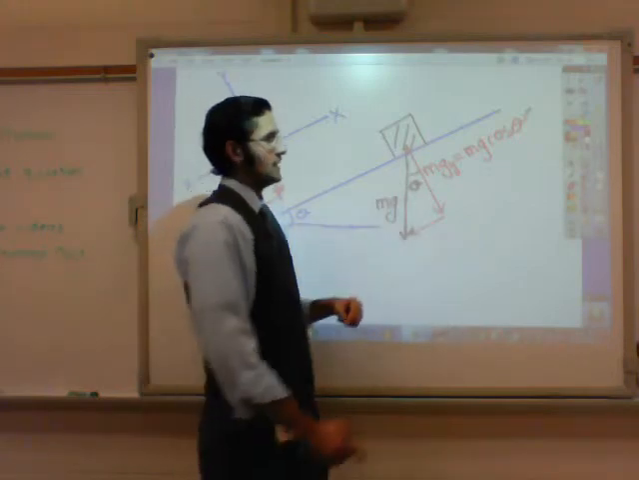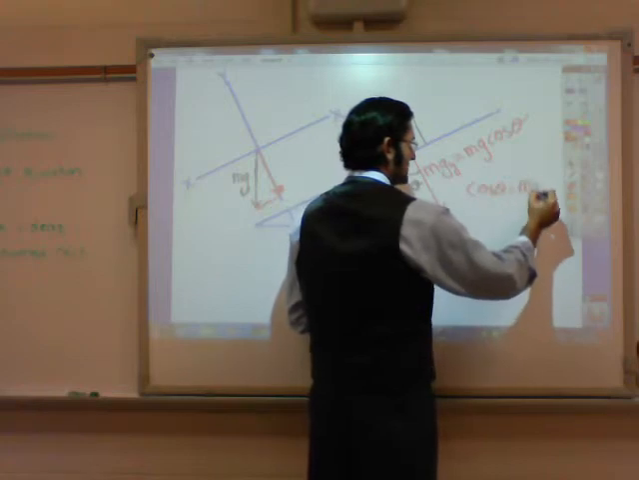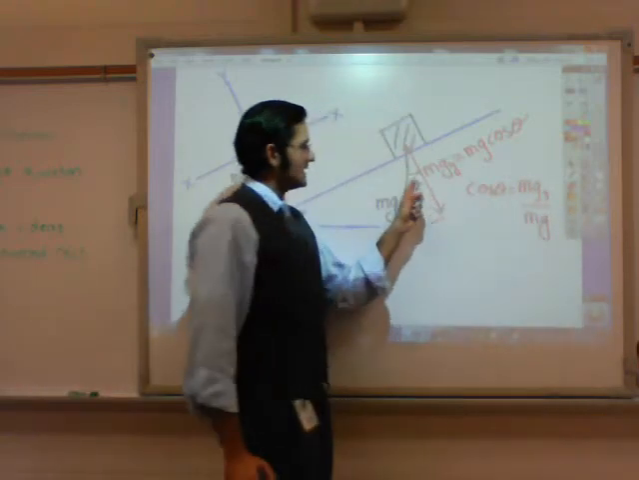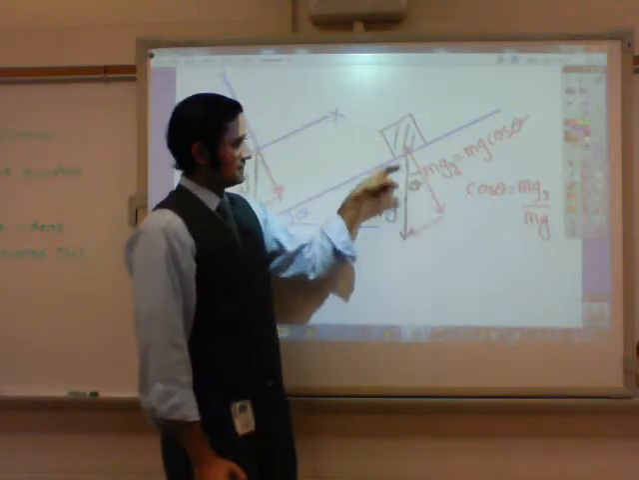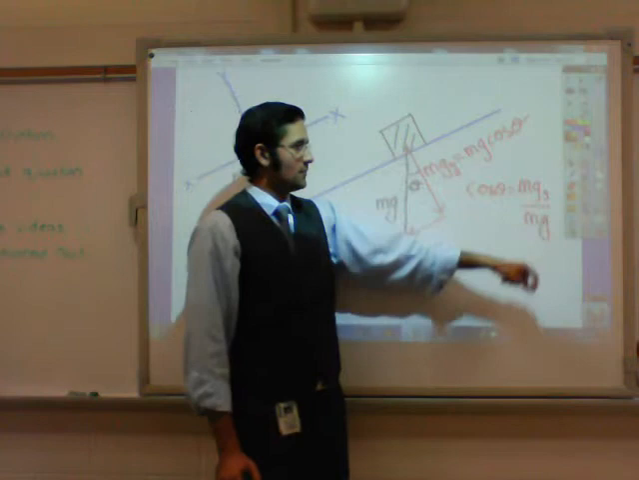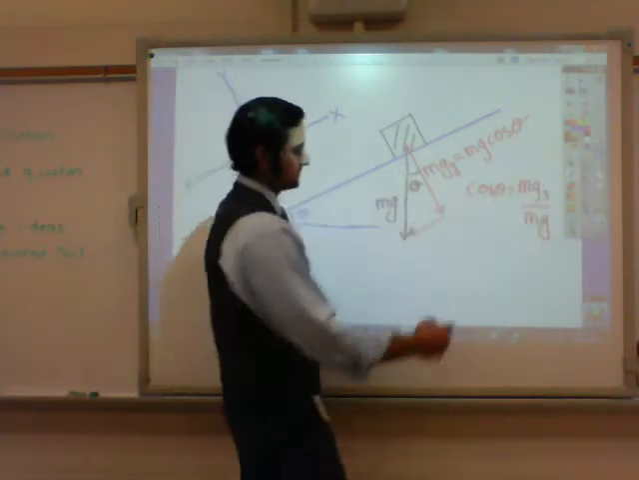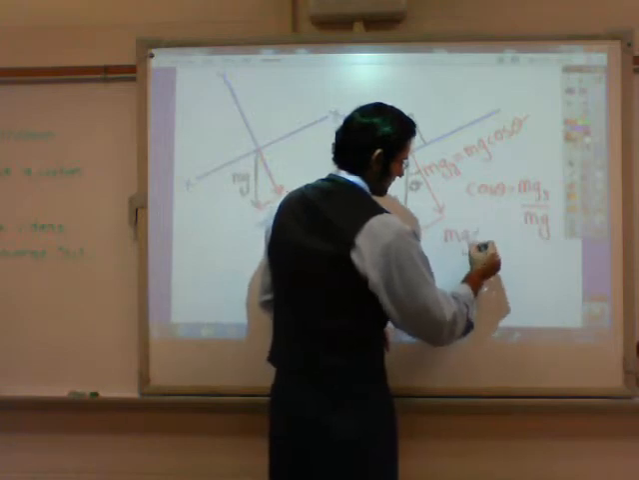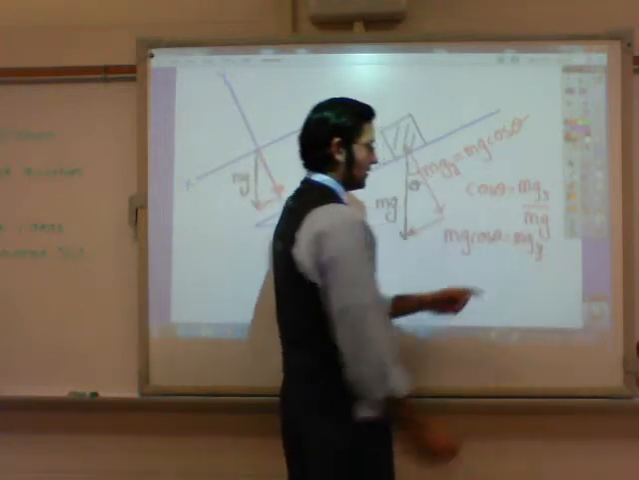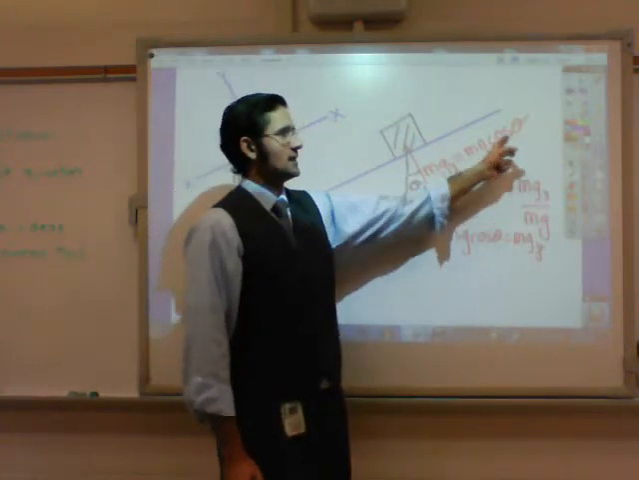How did I come up with that? I simply said, look, cosine theta is adjacent over hypotenuse. Cosine theta is this side over the hypotenuse. And this side I'm calling mgy. So adjacent over the hypotenuse. So how do you find the adjacent side? You bring mg over. So that's how I came up with mgy is equal to mg cosine theta.